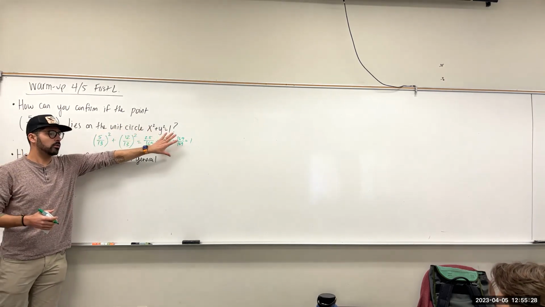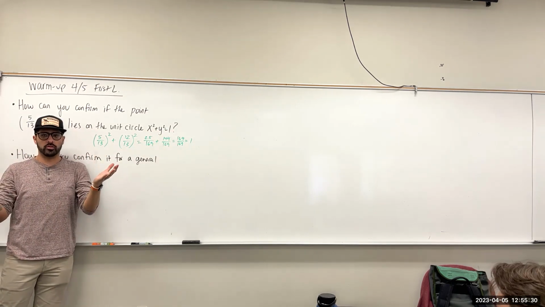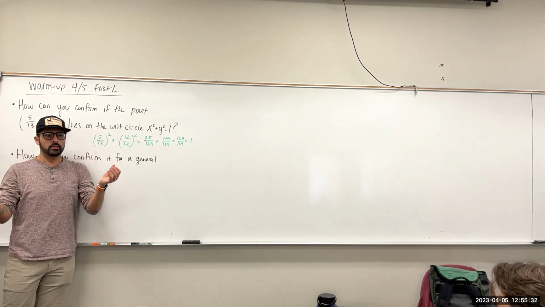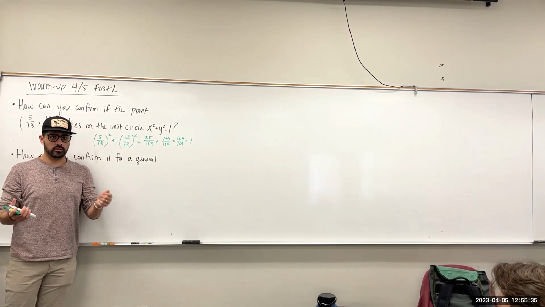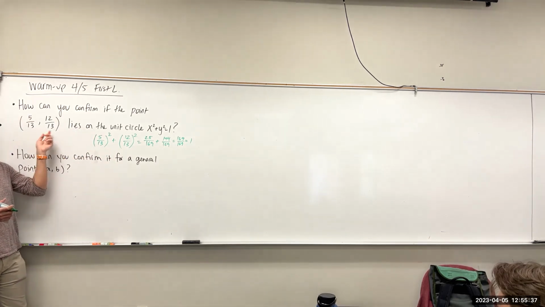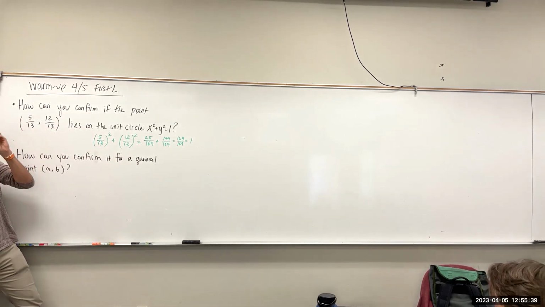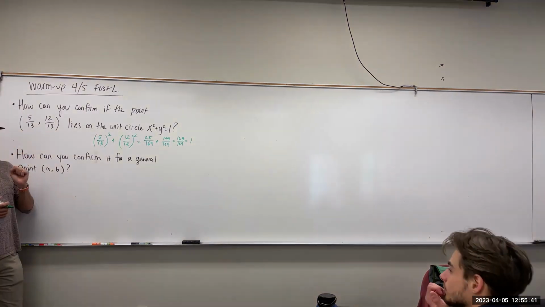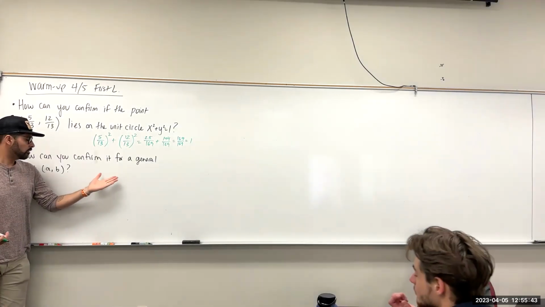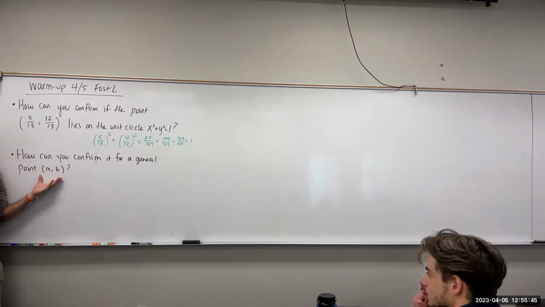And so this algebra, what does it tell you visually? What must be true visually? It's on the unit circle. It's a point with some fraction values, but those values actually lie on the unit circle. So in general, how would you do it for a general point?